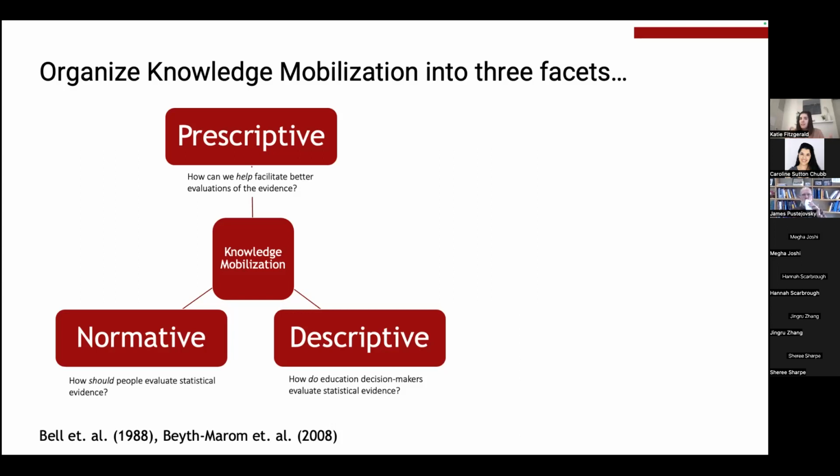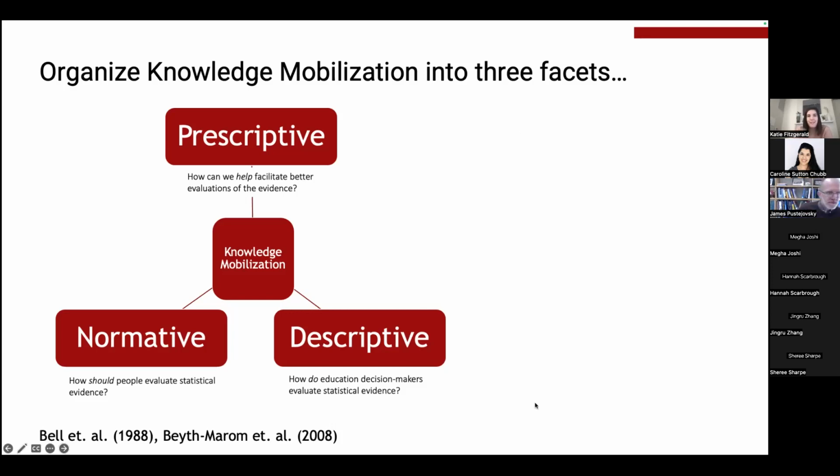And often when we consider the normative and the descriptive in concert with one another, in other words, when we look explicitly at the norms baked into how people should be interpreting the evidence, and then we also collect data on how people are interpreting the evidence, often we illuminate there's a gap between those things. The way people should is not in line with the way they do. And so the linchpin of the knowledge mobilization framework then is, once we've illuminated those gaps, how can we create more effective strategies to bridge that gap and facilitate better evaluations of the evidence?